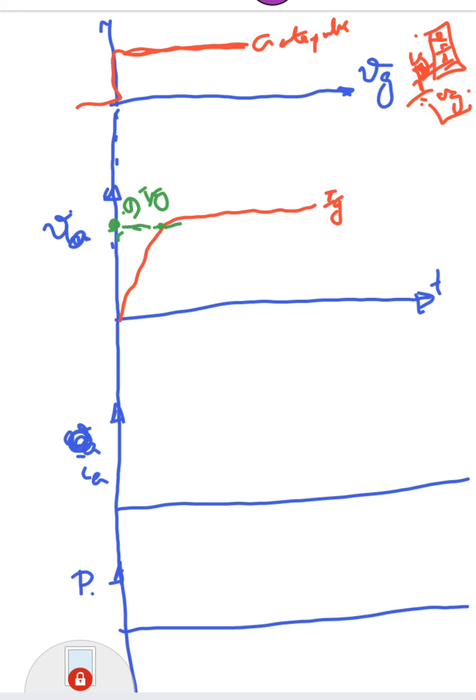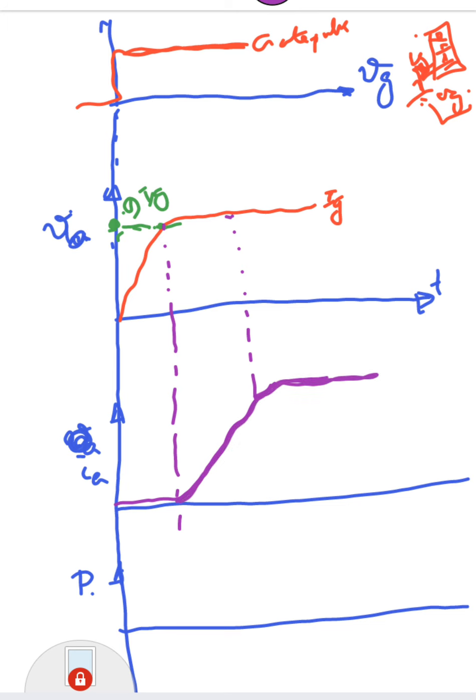So anode current, when the gate current has reached 90%, anode current slowly starts to increase, and it rises linearly, and after a long time, when the gate current has reached its final value, anode current will take some time, and finally reaches its steady state value. Okay, so this is anode current Ia.